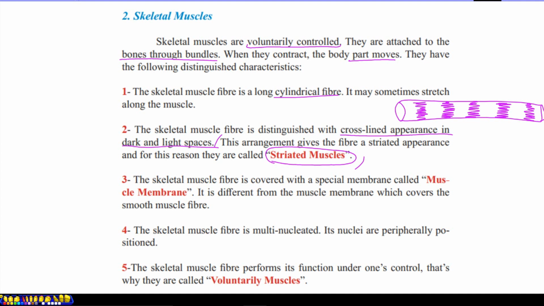The skeletal muscle fiber is covered with a special membrane called the muscle membrane. This membrane which covers the skeletal muscle is different from the smooth muscle membrane which covers the smooth muscle fiber. The skeletal muscle fiber is multinucleated, meaning it has more than one nucleus, and the nuclei are not in the center of the cell but peripherally positioned, closer to the plasma membrane. The skeletal muscle fiber performs its function under one's control. That's why we call them voluntary muscles.